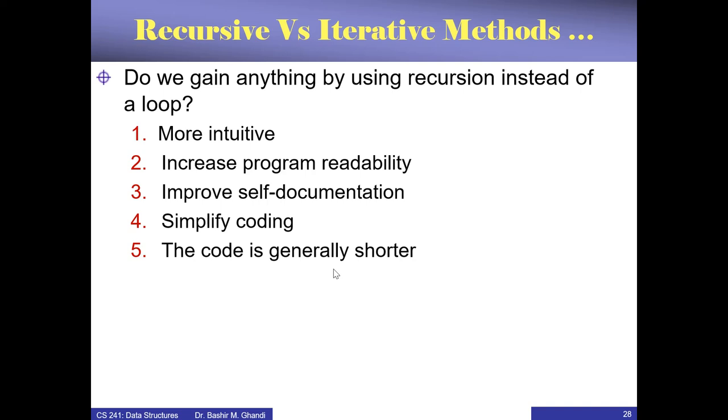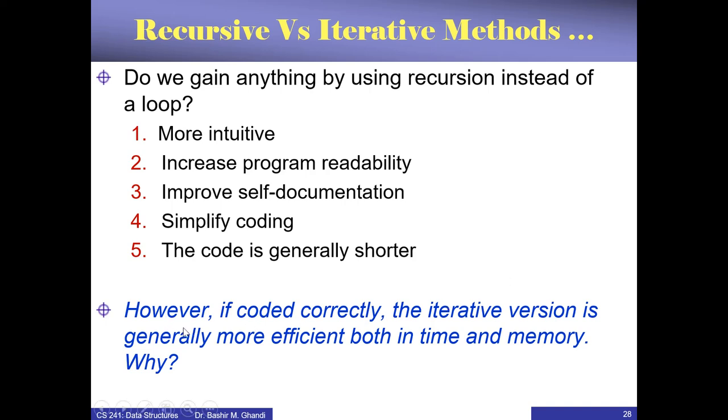We will see several examples of this later, especially when we come to trees. You will see that many of the methods are very short, even though they seem to be doing a lot of work. So these are some of the advantages of recursion. But is there any disadvantage? As we know, in real life, nothing is for free. So wherever there is an advantage, usually there is some disadvantage.